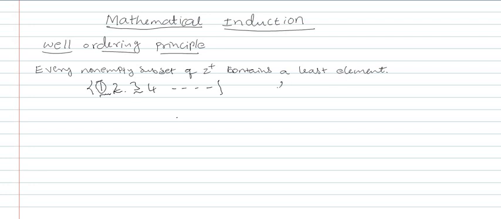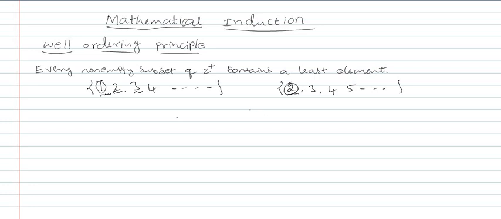Suppose I start with the numbers 2, 3, 4, 5, 6. This is also well ordered, meaning 2 is the least element. Every element in this set is greater than 2, so this is the least element in the set.